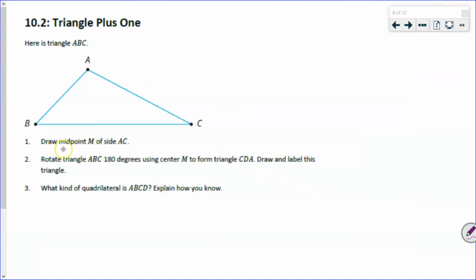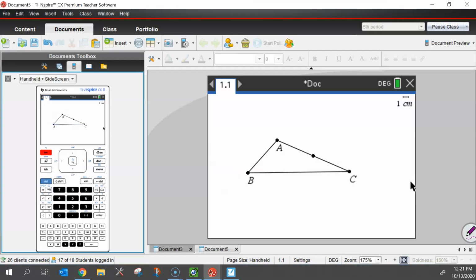The next step, it says, now that we've drawn midpoint M on side AC, rotate triangle ABC 180 degrees using center M, that would be that midpoint that we just drew, to form triangle, which we're going to call CDA. So this triangle is going to be called CDA. Our calculator is automatically going to label it something different, and that's okay. We'll be able to fix it. So again, watching first. We've done these rotations in our calculator before, but watch first.